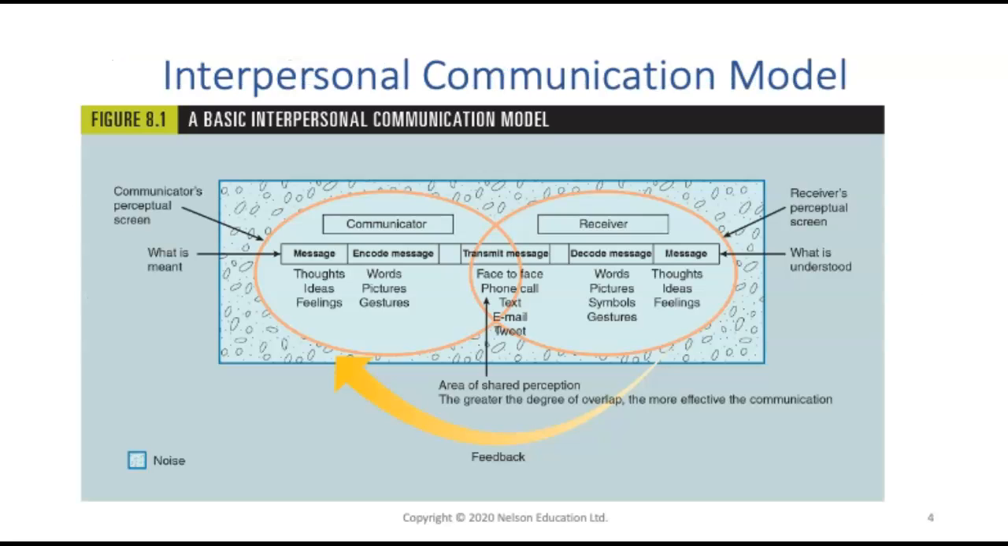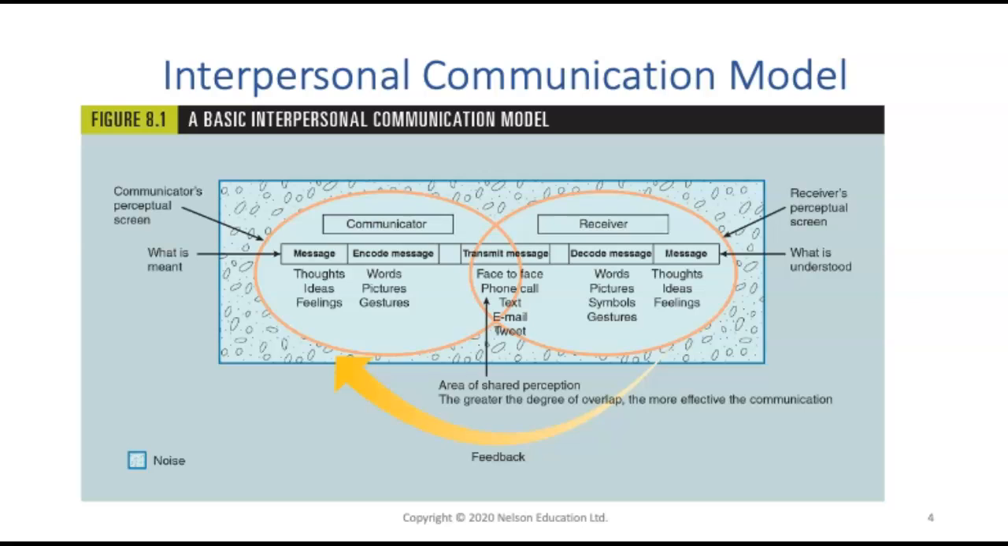We're going to start with a model here, which is available in your textbook, as always. The interpersonal communication model, figure 8.1, the basic interpersonal communication model. On the left-hand side, we have the communicator, or the person trying to convey the information. The first thing they have is a message. They have thoughts, ideas, feelings. They're going to communicate those things through words, pictures, and gestures.